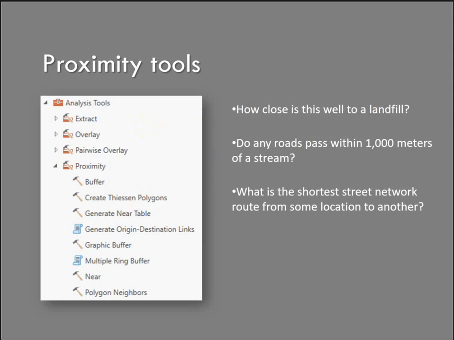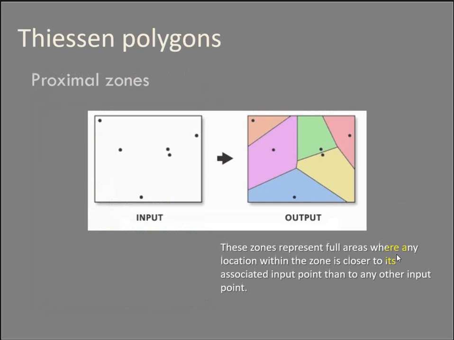So proximity tools. These are going to help us answer questions like, how close is this well to a landfill? Or do any roads pass within 1,000 meters of a stream? We could deal with protection issues. What's the shortest street network route from one location to another? Like I said, there's no magic to the way I'm presenting these tools. It's just the way they're organized in the toolbox, and it seems like as good an outline as any. So yeah, let's talk through some of these.